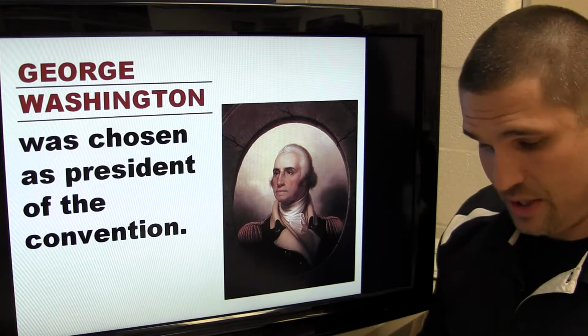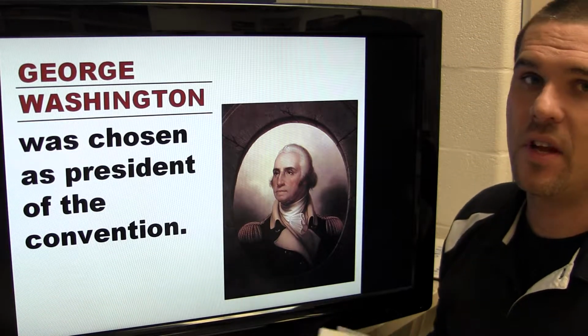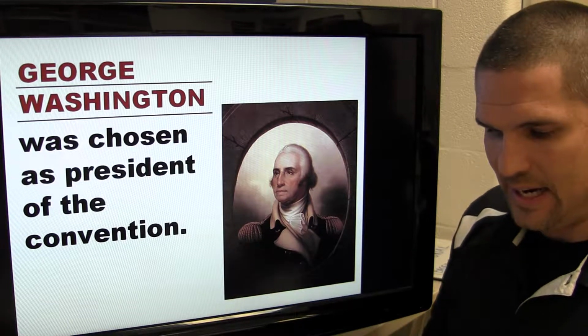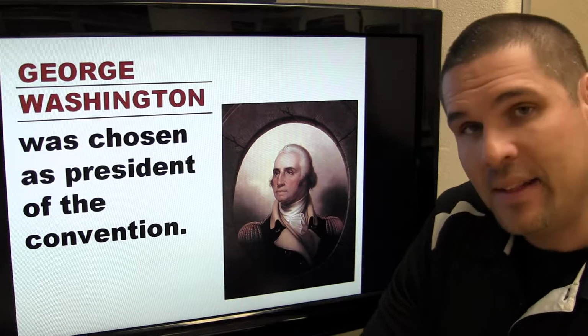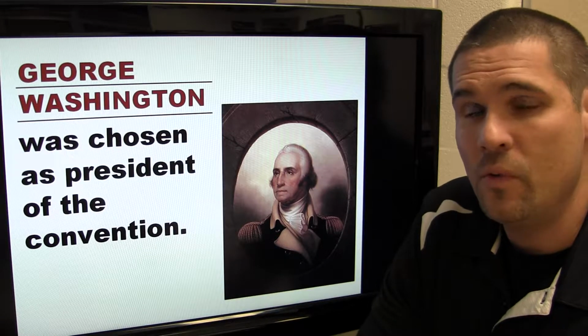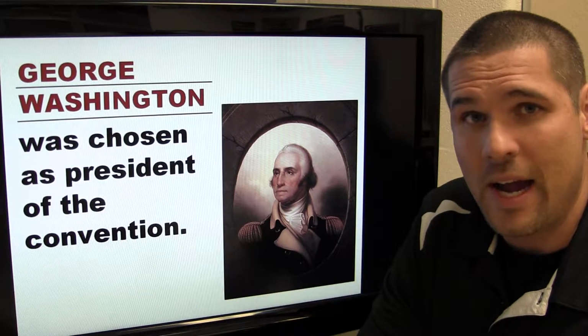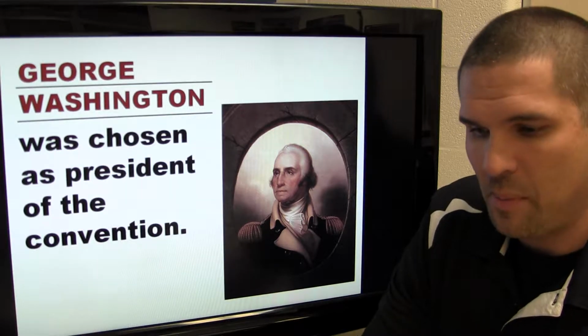And George Washington was unanimously selected as the president of the convention, or the presiding officer. So at this convention, after they decide that they are going to write a new form of government, there's going to be a lot of issues that they're going to have to work out, and that's going to lead us to compromise.